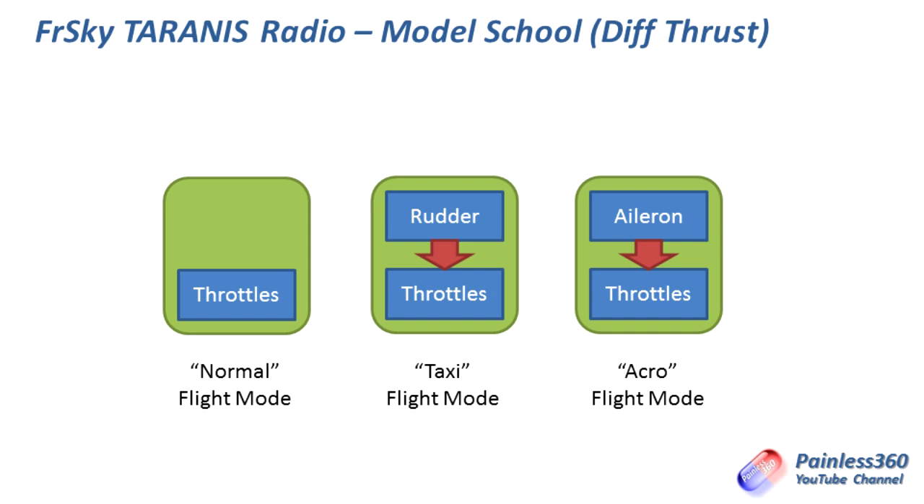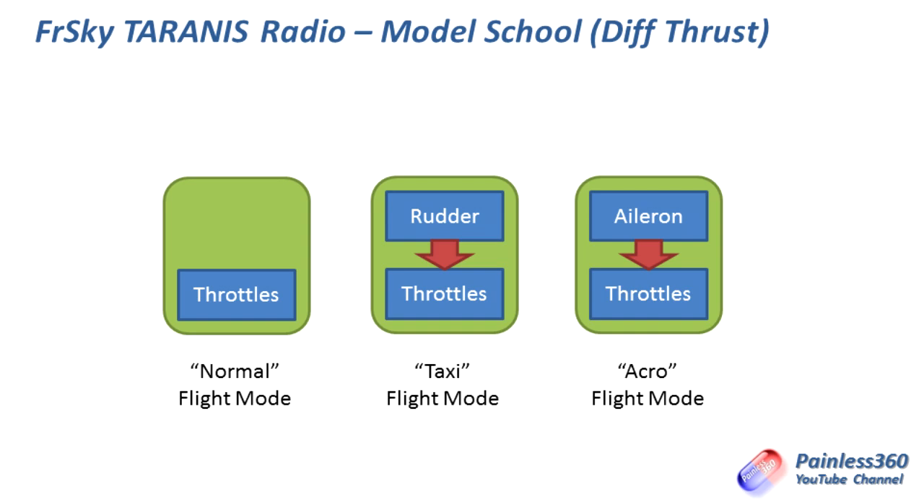We'll have a normal flight mode where both of the throttles just respond linearly to the throttle value. We'll have a flight mode for taxiing, where as you move the rudder about, you're actually going to change the power in the engines. And to complete the trio, we'll also do an acro flight mode, where we're going to mix the ailerons into the throttles, so that as I move the ailerons from side to side, I'm also going to affect the thrust of these two engines.